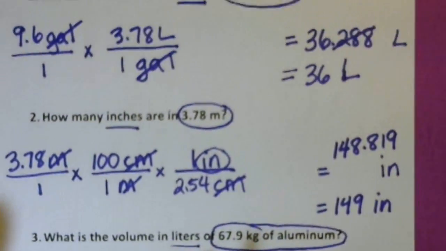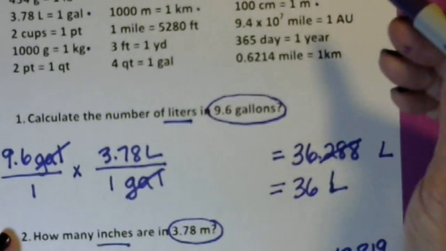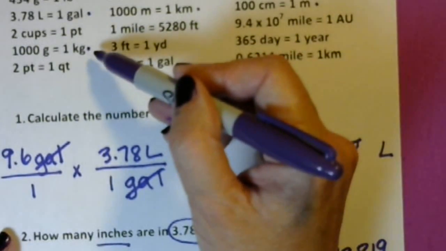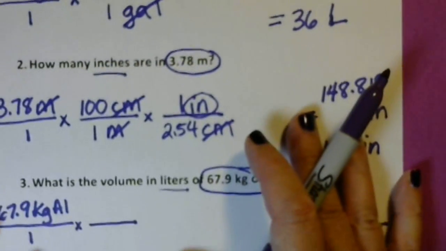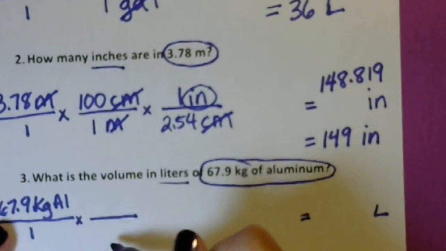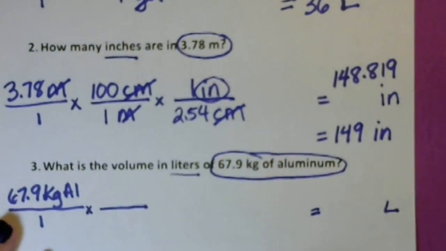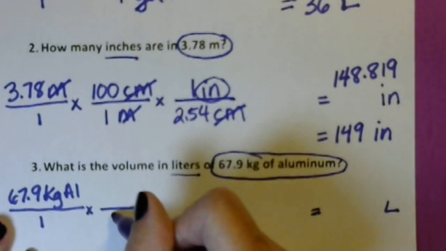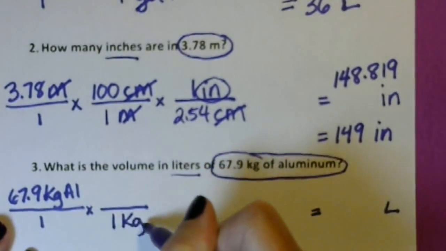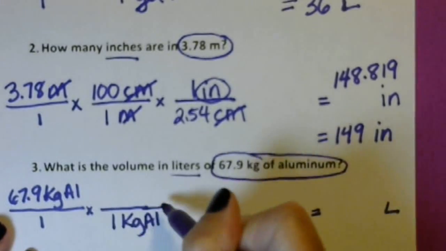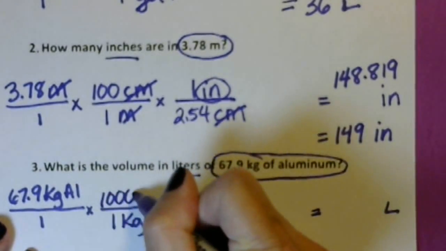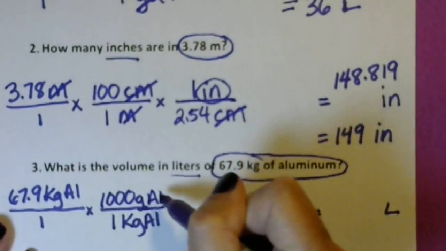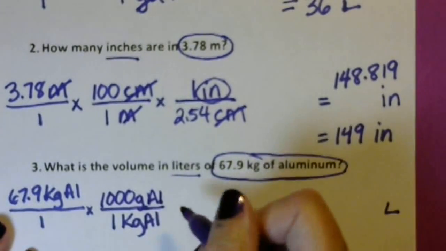So I go back to what I learned about kilograms. There are 1,000 grams in 1 kilogram. So what goes on the top and what goes on the bottom? I'll give you a second, see if you can figure that out. 1 kilogram goes on the bottom, and that's of aluminum. And there are 1,000 grams of aluminum for every 1 kilogram of aluminum.